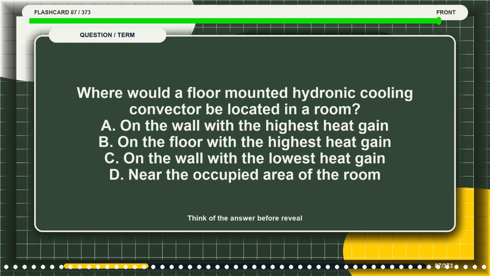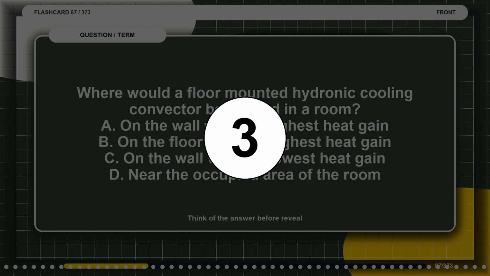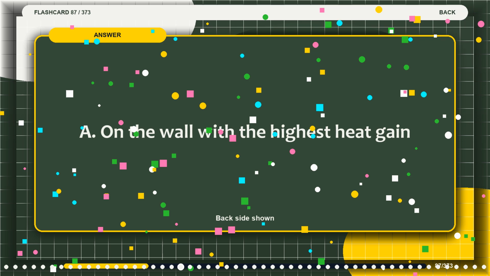Flashcard 87. Where would a floor-mounted hydronic cooling convector be located in a room? A. On the wall with the highest heat gain B. On the floor with the highest heat gain C. On the wall with the lowest heat gain D. Near the occupied area of the room. Think of the answer before the reveal. The answer is A. On the wall with the highest heat gain.